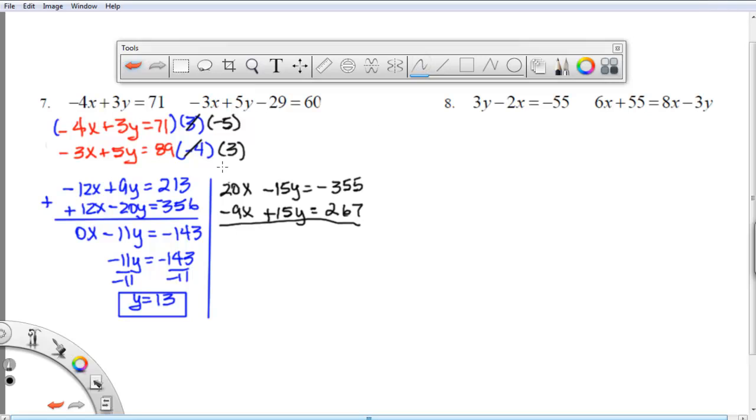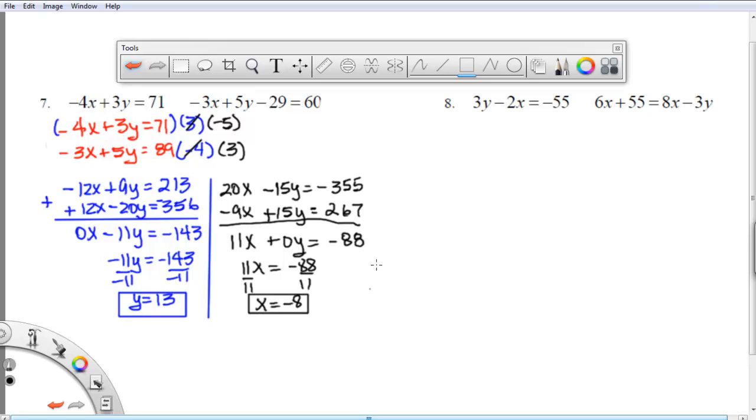Okay, let's finish adding this together. I get 11x plus 0y. We'll add these two together and I get a negative 88. So my equation I need to solve now is 11x equals a negative 88. Divide each side by 11. So x equals a negative 8.